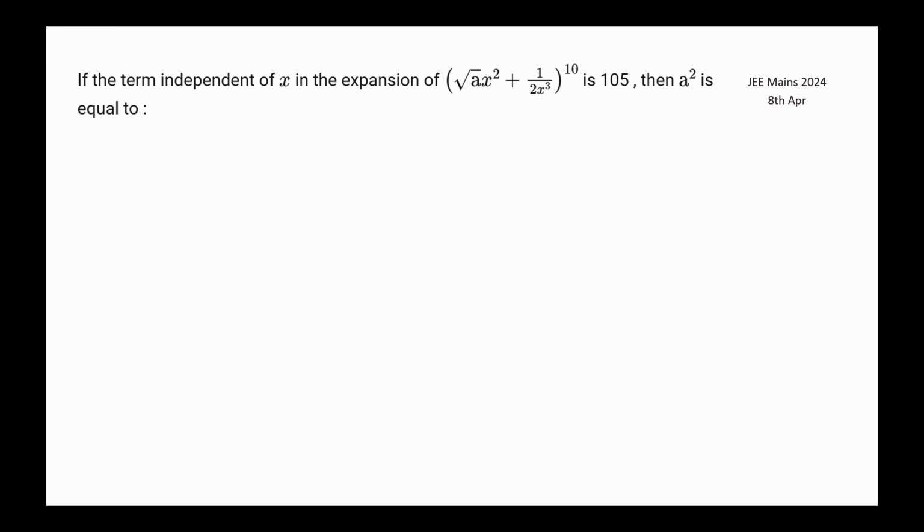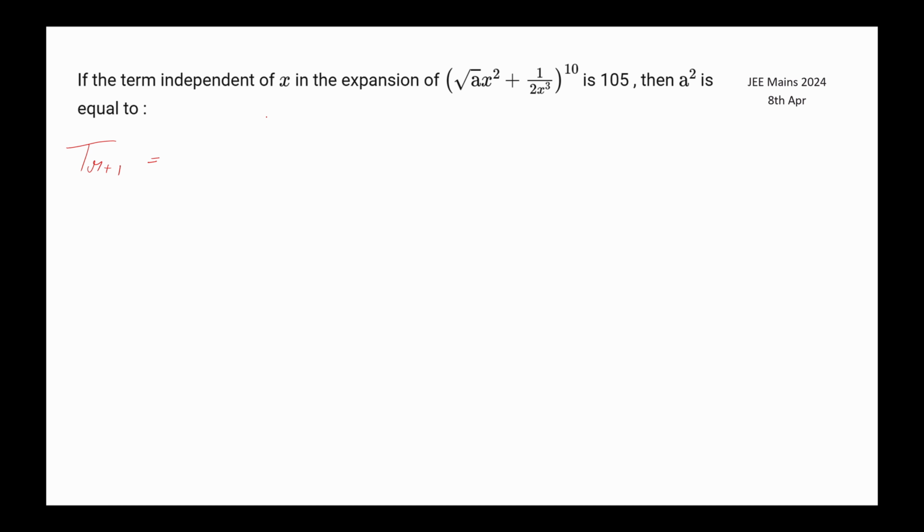If the term independent of x in the expansion of this is 105, again we have to use the same concepts. Now I hope you must have seen that since there are not too many concepts to ask from in this chapter, the direct questions that are asked are all based on finding out the coefficients of x or anything. So again, let us do the same thing.